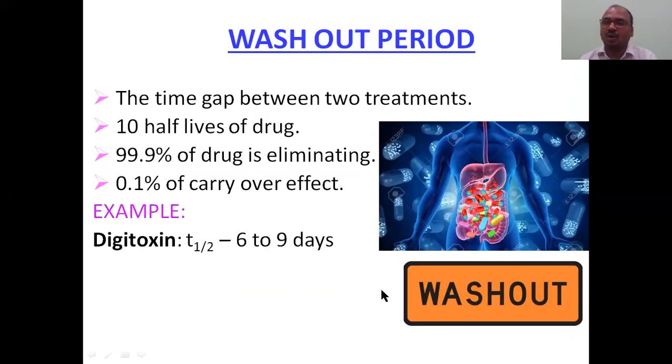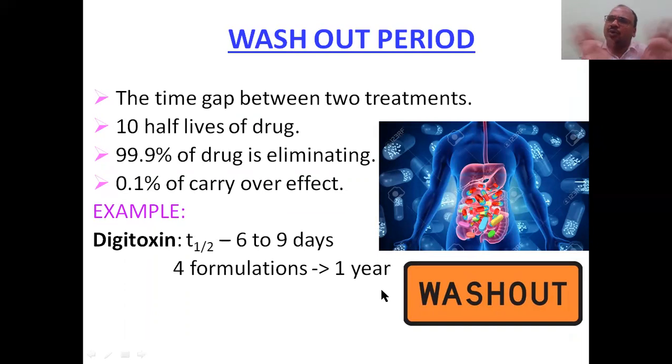Washout period: one drug you have given, immediately don't give another drug, because you have to give a gap. Let the first dose be completely eliminated. So what you have to do is wait 10 half-lives of the drug. We know that each drug has a half-life. For example, the half-life of paracetamol is 8 hours. So the first dose you give, wait up to 80 hours, 10 half-lives of the drug, then only you give the second medication, the second tablet.